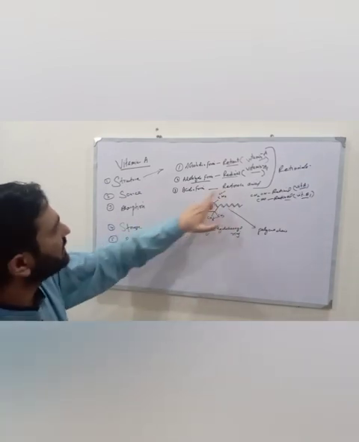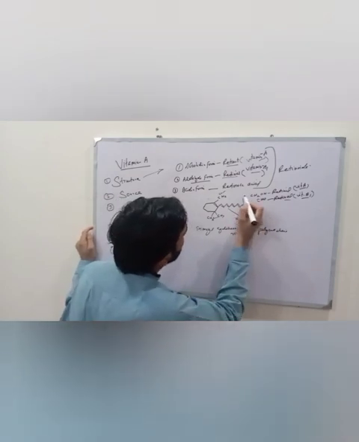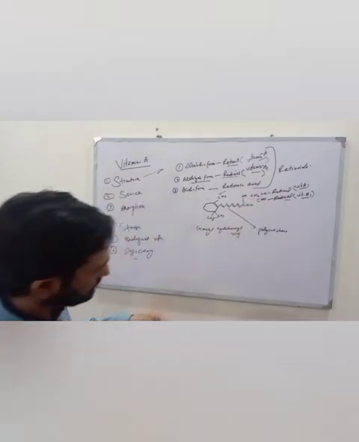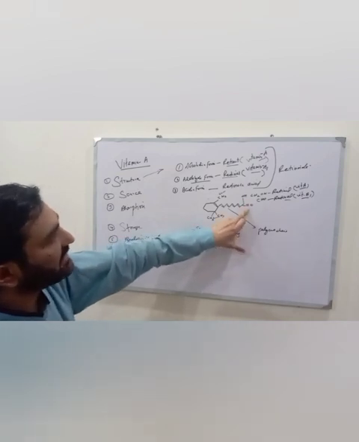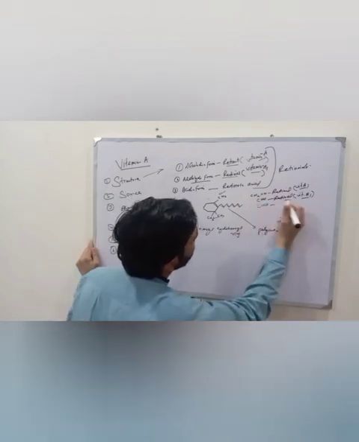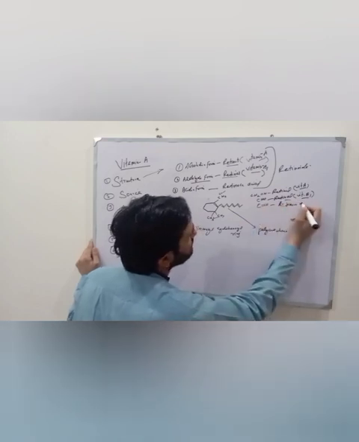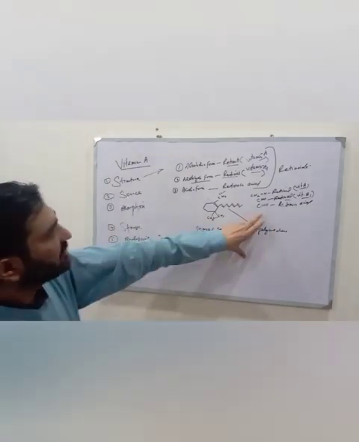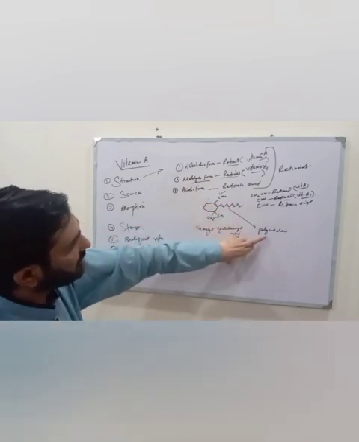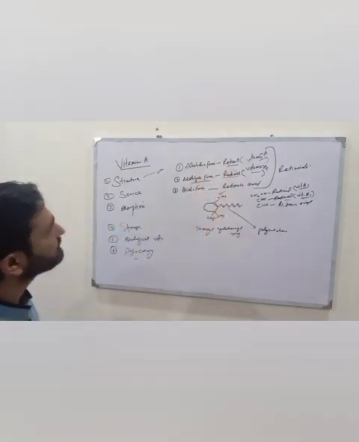In case of retinoic acid, the acidic form, a COOH group is attached here, the acidic group. So there is a difference only in this attachment. The basic polyene chain and trimethyl cyclohexyl ring are common to all three forms.